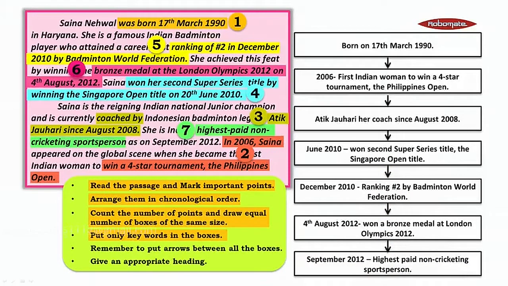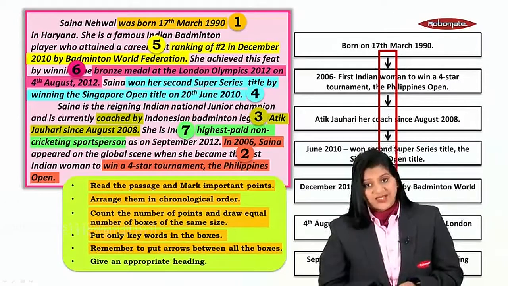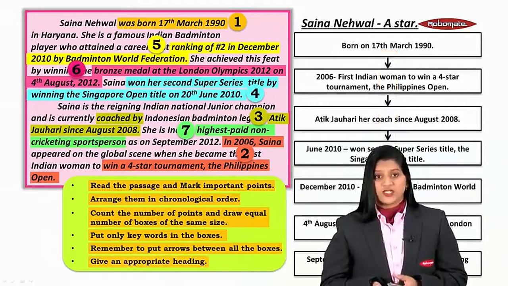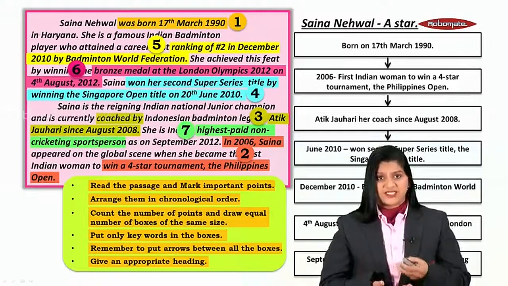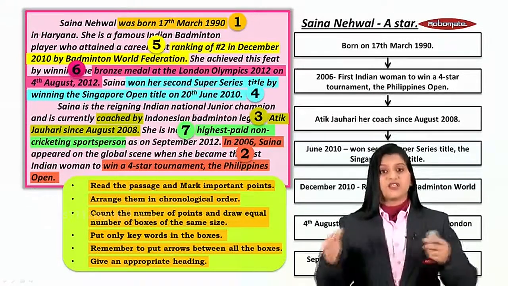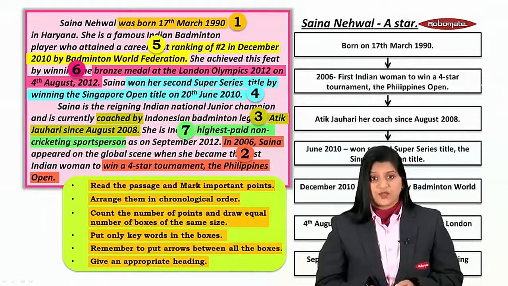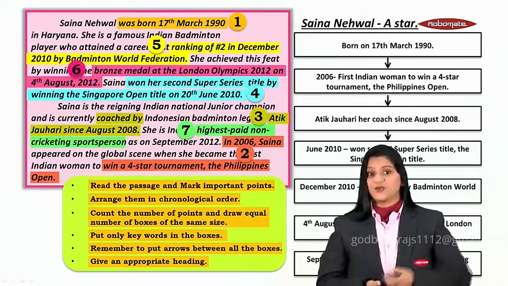The next step is remember to put arrows between all the boxes. If you forget to put the arrow, then you might not get any marks for what you have drawn. And last but not the least, give an appropriate heading to your flowchart. It could be anything that brings out the theme of the passage. For example, here, Saina Nehwal, a star. Okay, so now this is how you have drawn your flowchart. And it's really easy. Just follow the steps and you'll be able to do it.